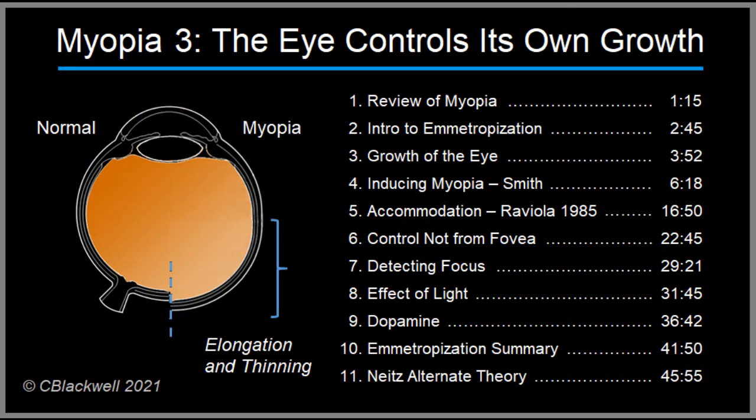This is the plan for this video. After a short review of myopia, we will discuss how the eye controls its own growth through the process of emmetropization. We will look at animal experiments in inducing myopia, how the mechanism was located to within the eye, and current theories on how it works.